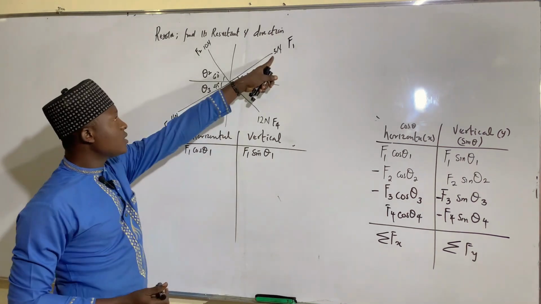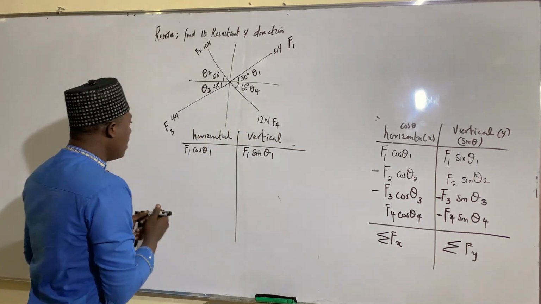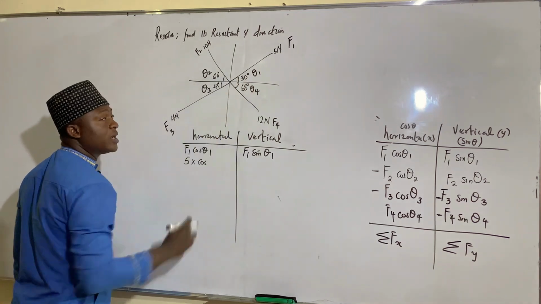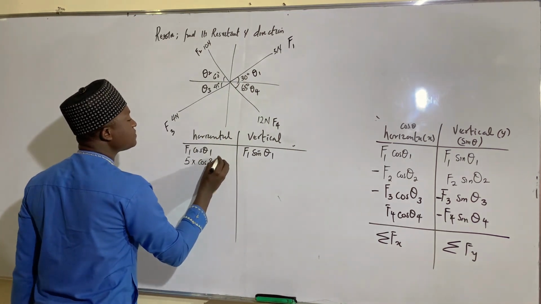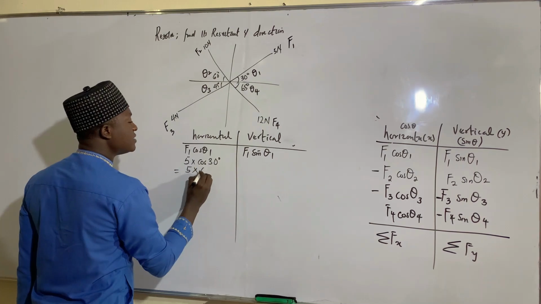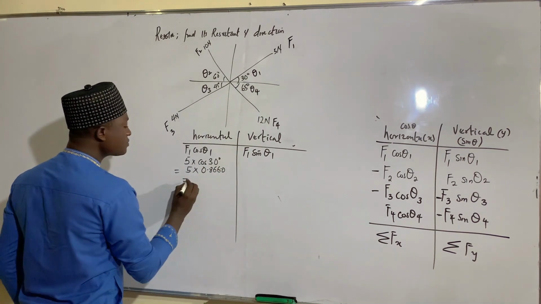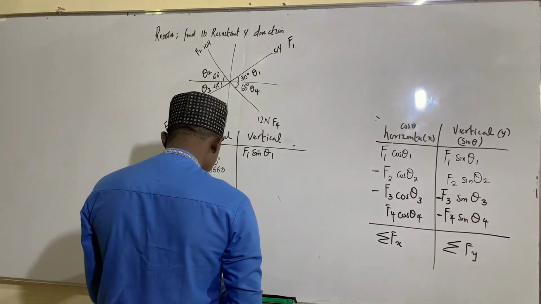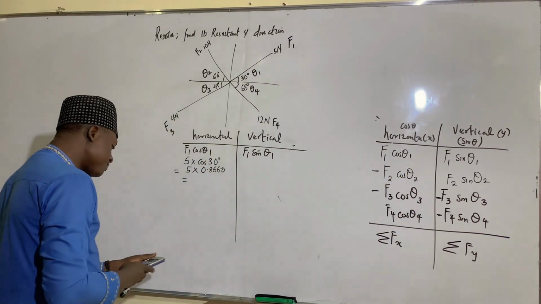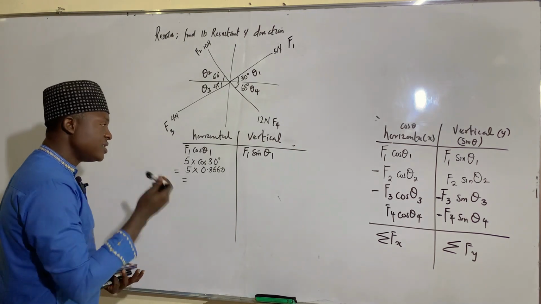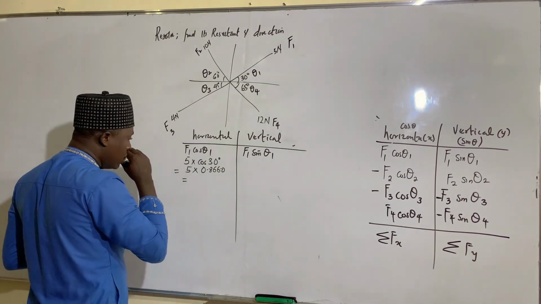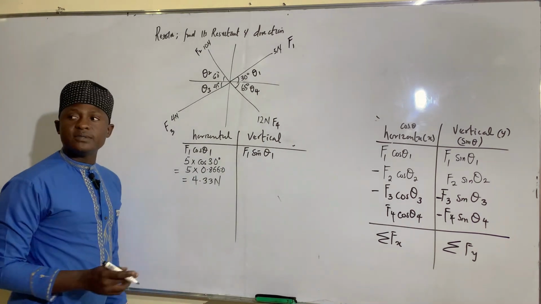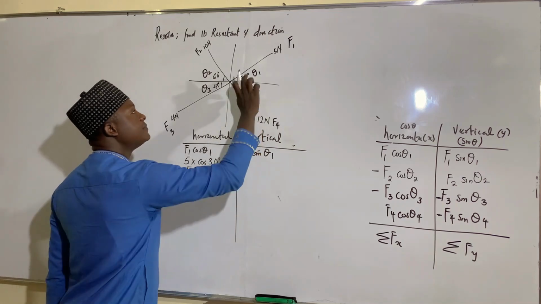F1, you can see what we have for F1 here is 5, right? That's going to be 5 multiplied by cos. The theta 1 that we have there is 30. That's our cos 30 degree. So here, if you check your calculator for cos 30 is 0.8660. So please multiply them to have your result. 5 multiplied by 0.8660. What I have here is 4.33 Newton.